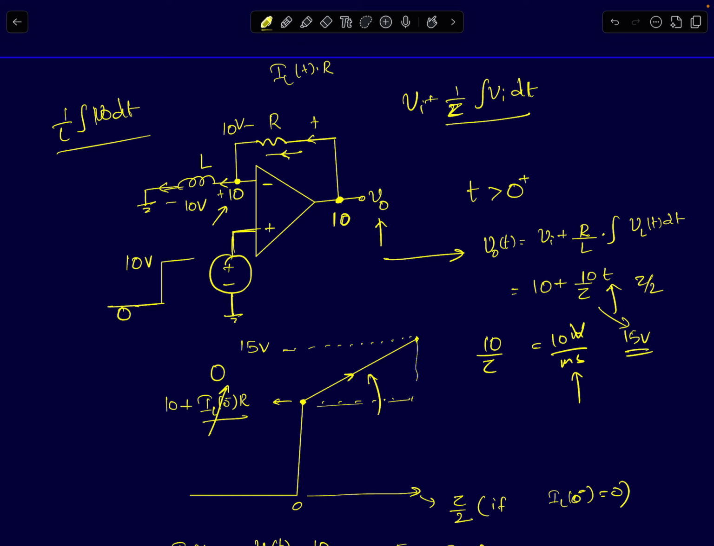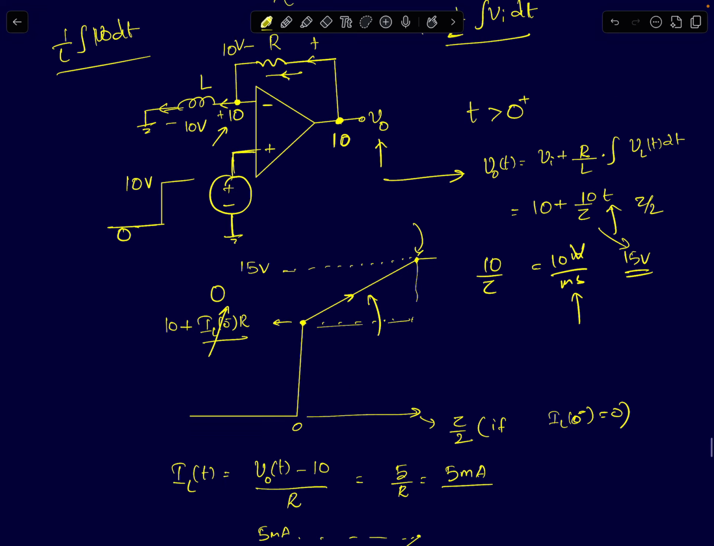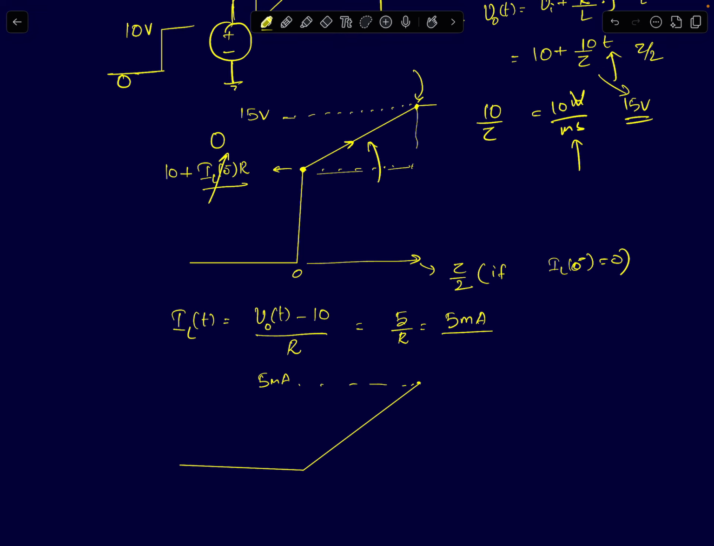At that point, the circuit will enter the open loop mode, because after that your output cannot increase. So what happens to the inductor current? If you are to plot the inductor current, I can integrate and find out the current. I know it's increasing linearly, because the voltage across the inductor is constant. I know the initial value, which is 0. How do I find the final value of the current, that is, the value at t equals tau by 2? I know the voltage across the resistor, which is simply V0 minus Vx. V0 is 15 volts and Vx is 10 volts, divided by R, I get 5 milliamperes. So the inductor current increases to 5 milliamperes at t equal to tau by 2 seconds.